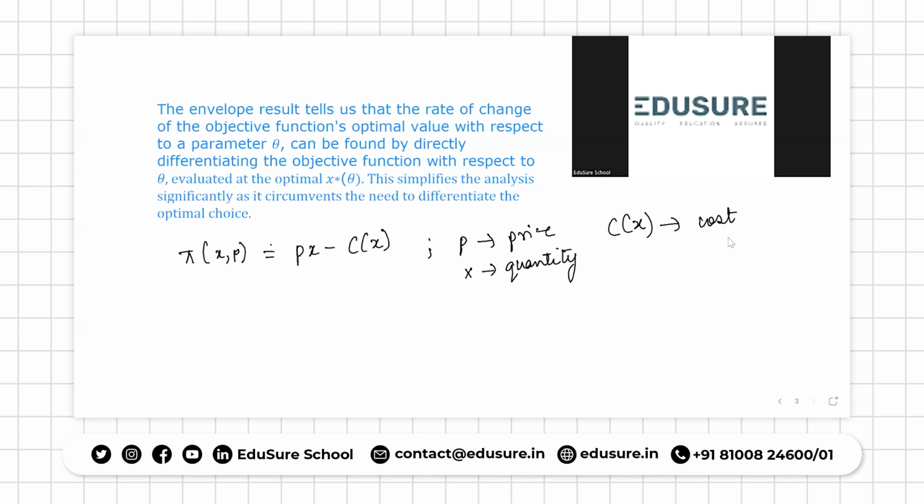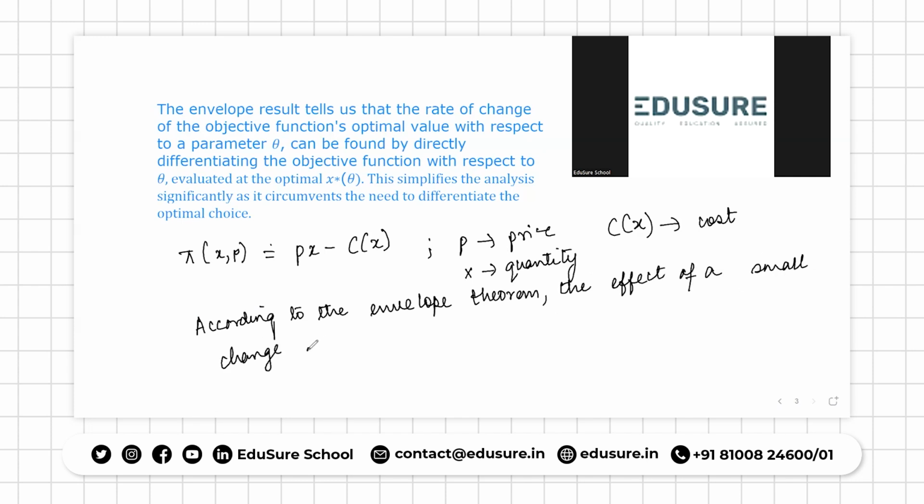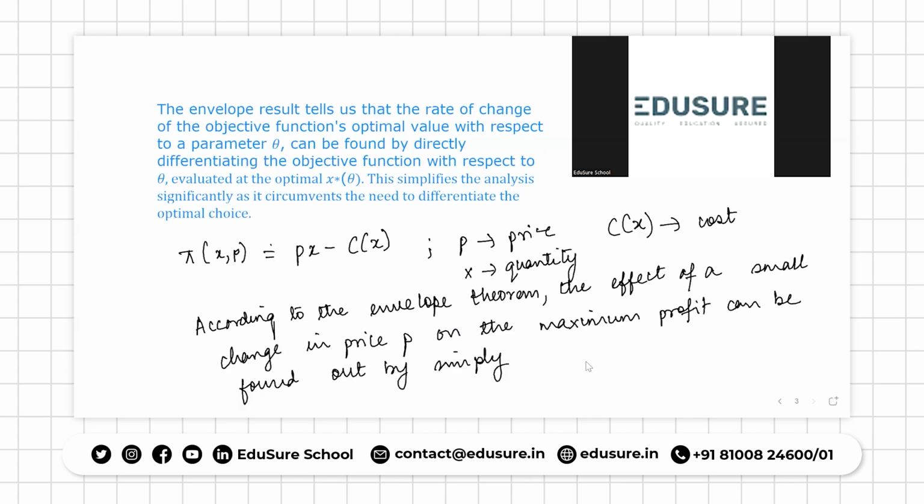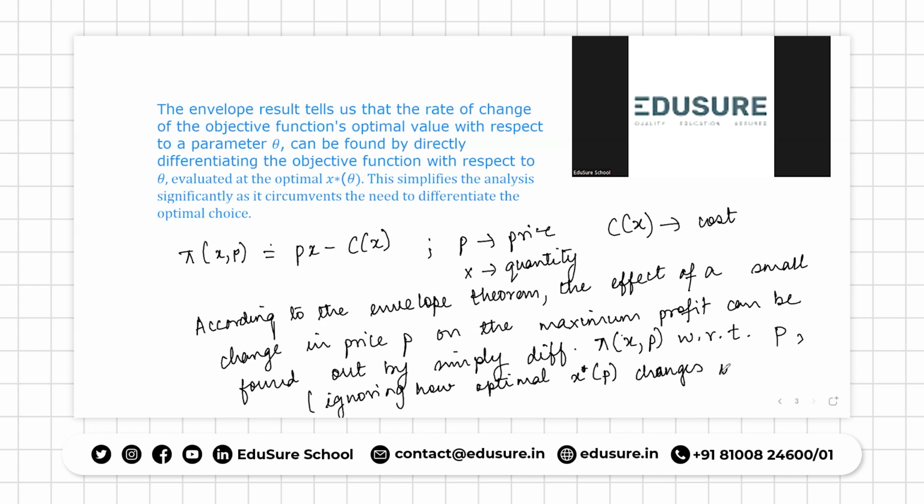Okay, now according to the envelope theorem, the effect of a small change in price on the maximum profit can be directly found by differentiating the profit function with respect to p. So according to the envelope theorem, basically what are we doing? We are basically ignoring how the optimal x star changes with p.